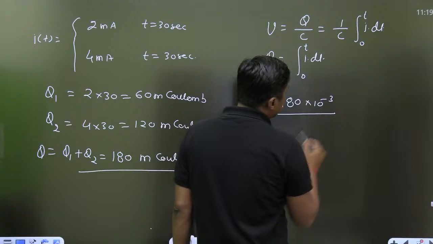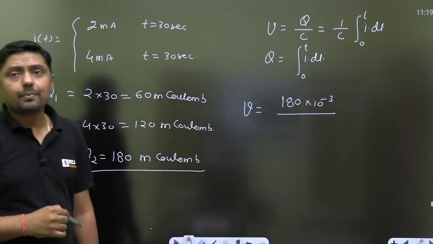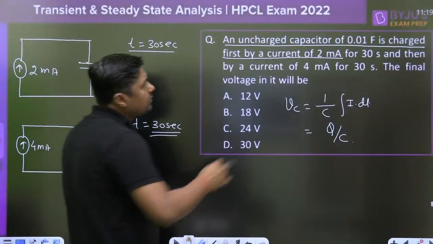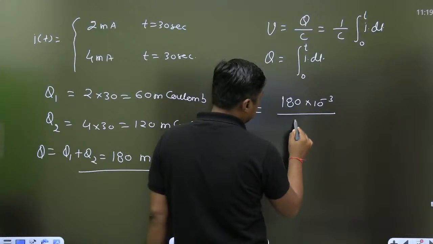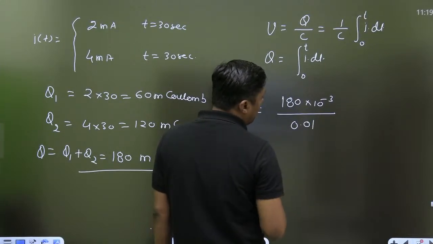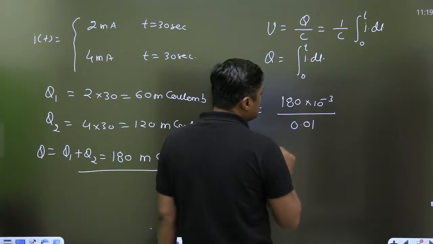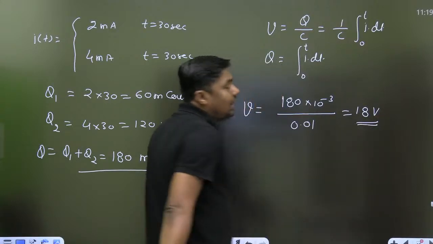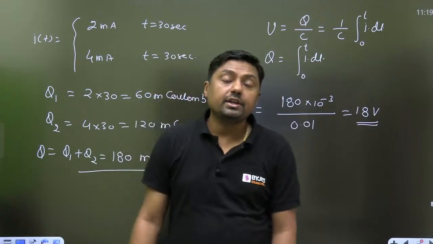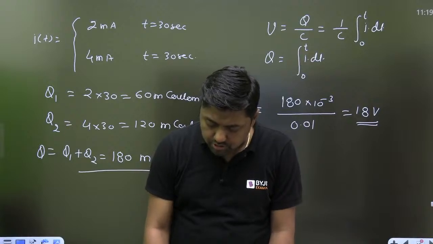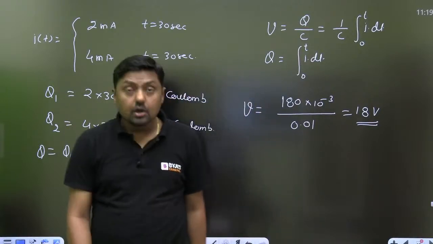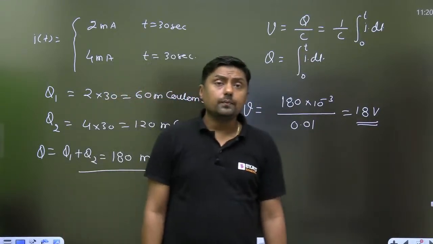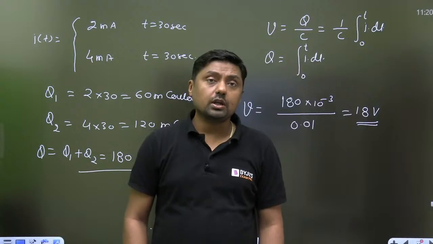10 raised to power minus 3. And what is the value of the capacitor? Value of the capacitor is given, 0.01 farad. Solve this, you are going to get 18 volt. The answer is very simple, that is 18 volt. Everyone please try to solve this question and give me the answer in comments box. Okay, so that is the question on transient, first order transient.